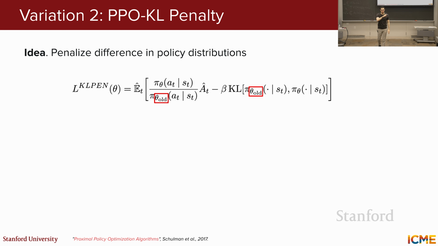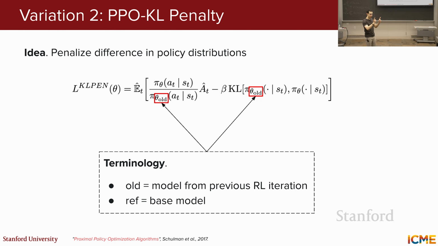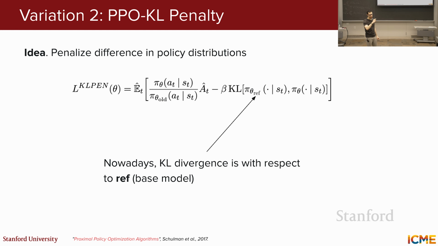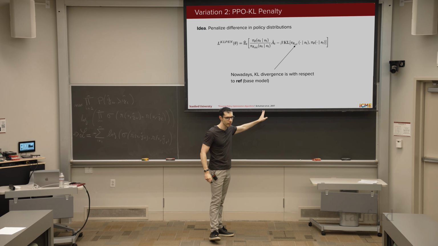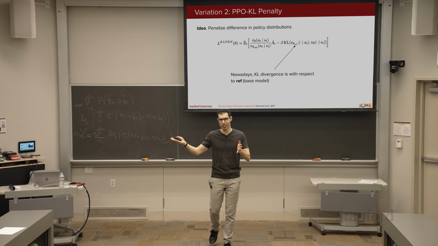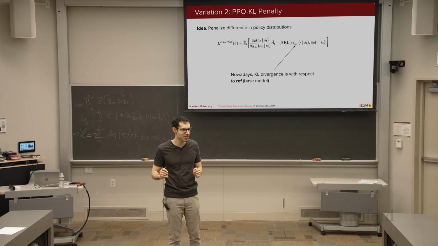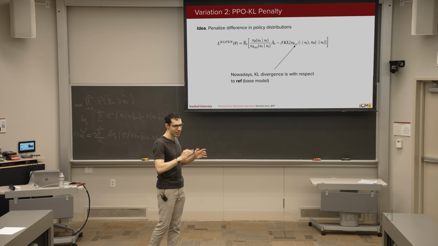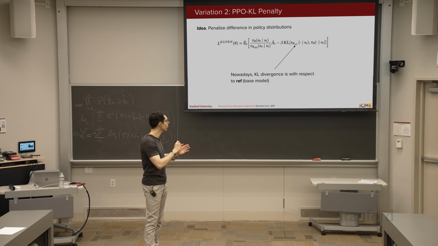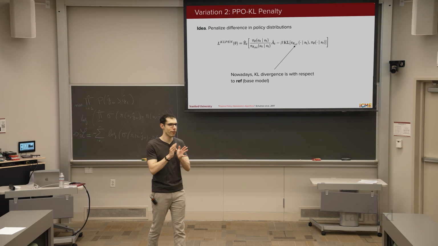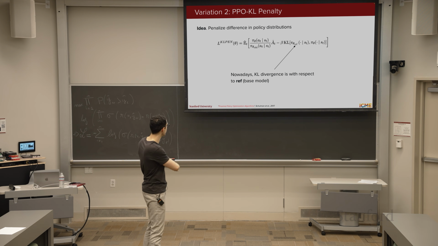So you had a great point, which is why are we using the olds? In fact, old means previous RL iteration. But nowadays, people use the reference. So it's just a change, because this paper was published in 2017, whereas LLMs came more into popularity in the 2020s. So yeah, it's indeed the reference that you would typically put in a KL divergence.